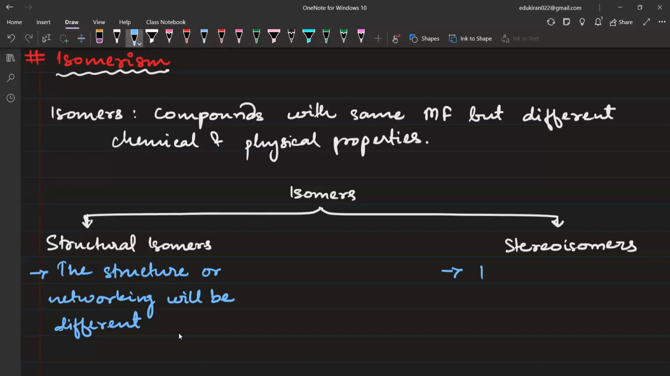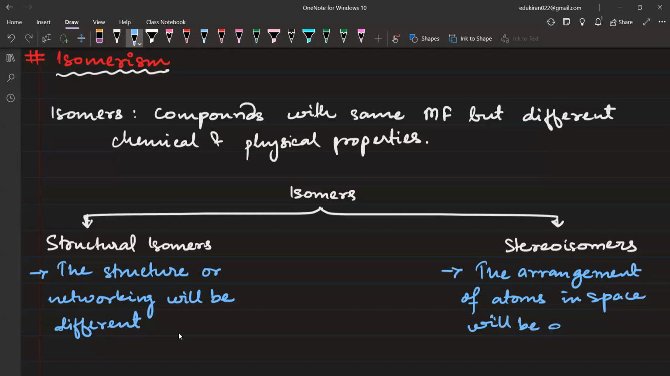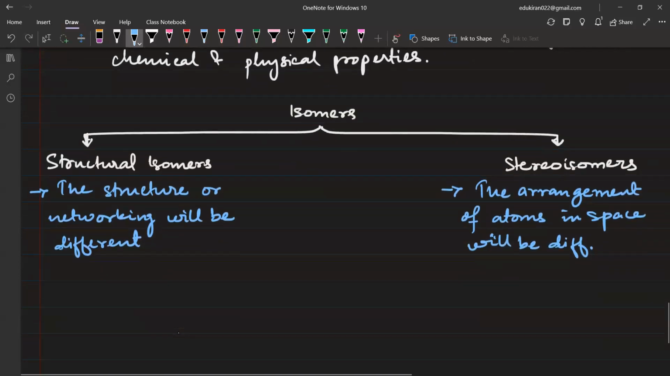In stereoisomers, the arrangement of atoms in space will be different. ठीक है? These are structural isomers and stereoisomers. Now, after this, write the heading structural isomers.